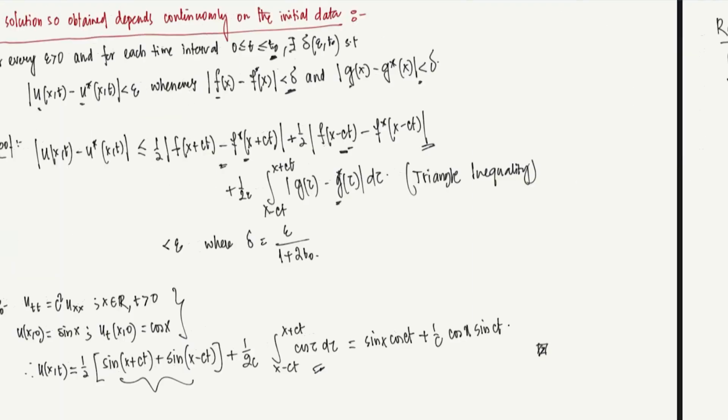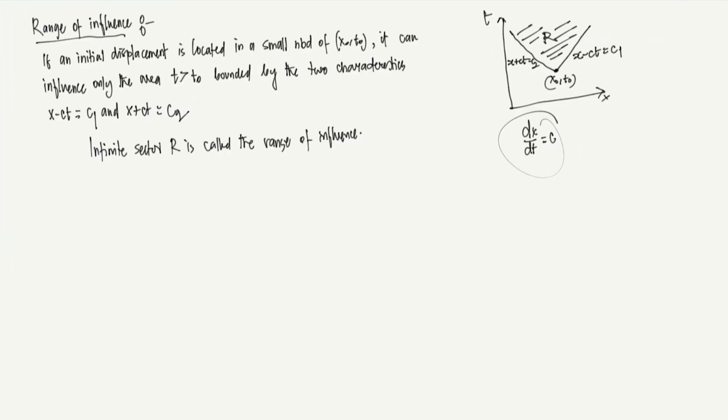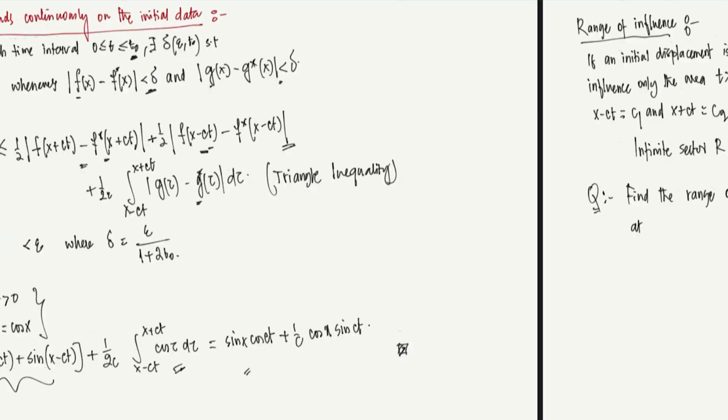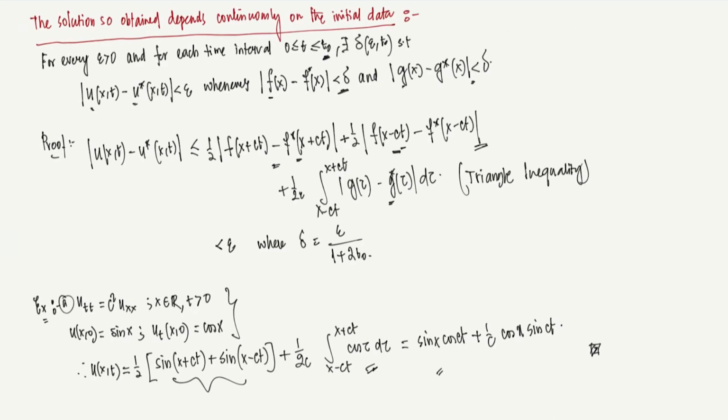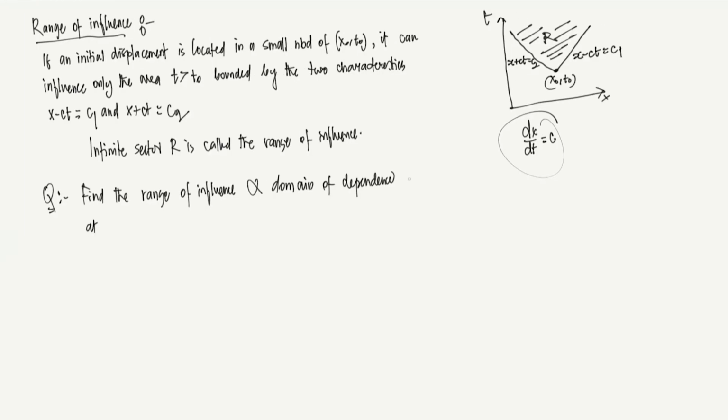So essentially, given a problem like this, let's say this problem, this is a question: find the range of influence and the domain of dependence for the problem, let's say problem A, at 1 1. So basically x naught t naught is 1 1. Try to find what is the range of influence and the domain of dependence.